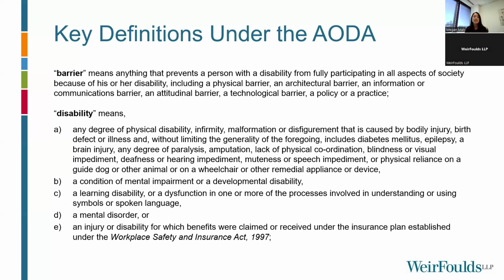Now, I've set out on this slide the definition of barrier and disability under the AODA. And you'll see that these definitions are quite broad. For example, the definition of disability includes not only physical disabilities, but it also includes mental disabilities. And those disabilities that are set out in that definition are, again, quite broad. So similar to the Human Rights Code, the AODA not only has kind of broad definitions, but should be given a broad and purposive interpretation in terms of statutory interpretation.